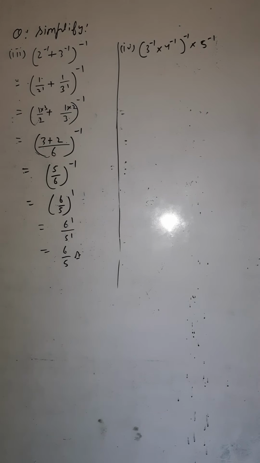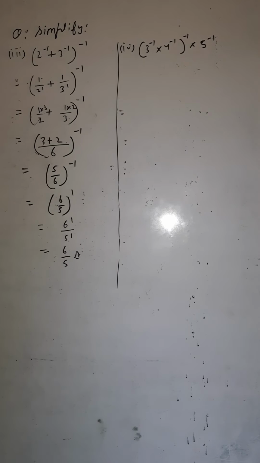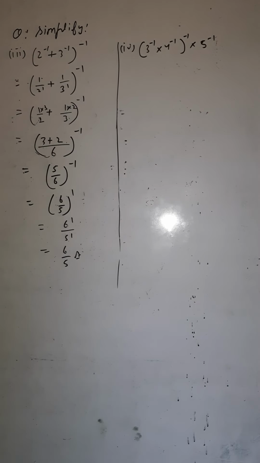Okay, just note it. Then try to solve the next question here. What is the next question? 3 raised to the power minus 1 multiplied by 4 raised to the power minus 1, again whole raised to the power minus 1, multiplied by 5 raised to the power minus 1. So how do you solve this? Just again change them into positive ones, the way we have solved this one. So try to solve this question also on your own.